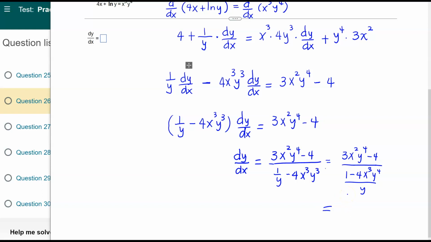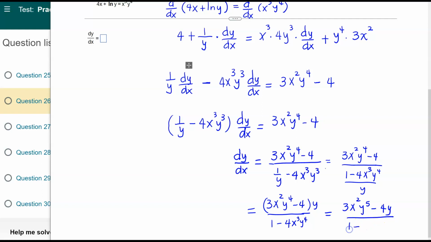So you have, I'll write that here, this is equal to 3x squared y to the fourth minus 4 all over 1 minus 4x cubed y to the fourth. And then you multiply the numerator here by y. So therefore, this is equal to 3x squared y to the fifth minus 4y all over 1 minus 4x cubed y to the fourth.